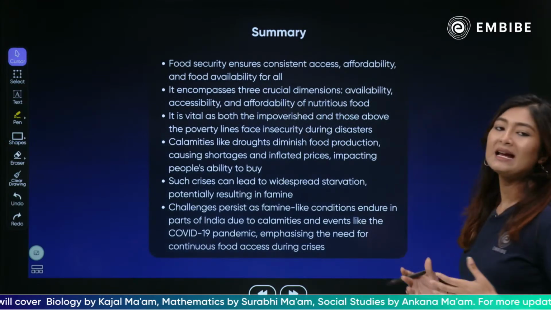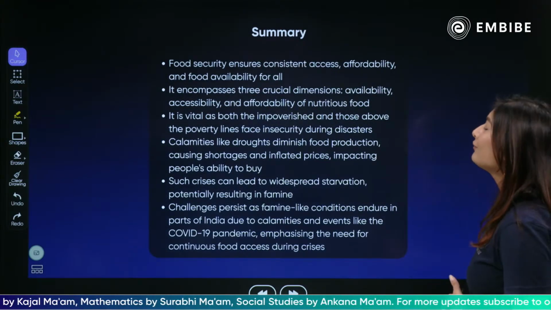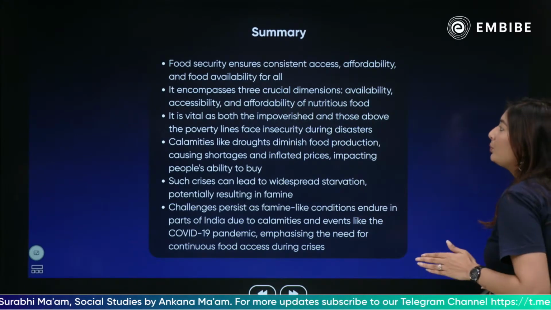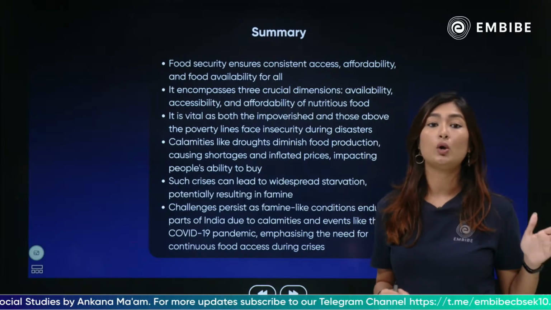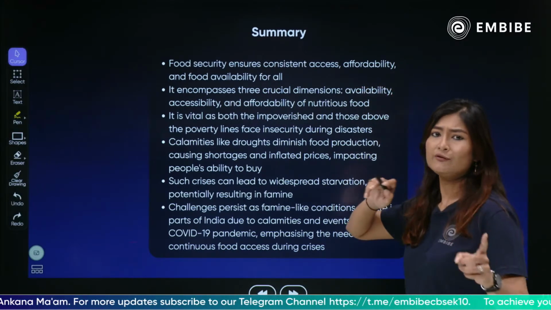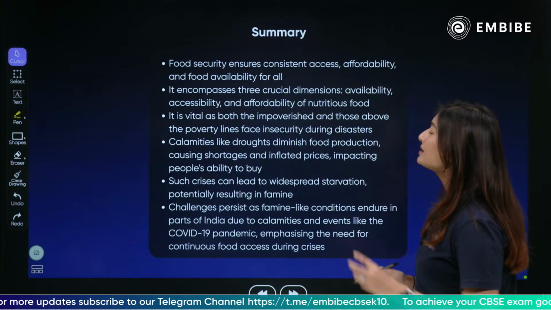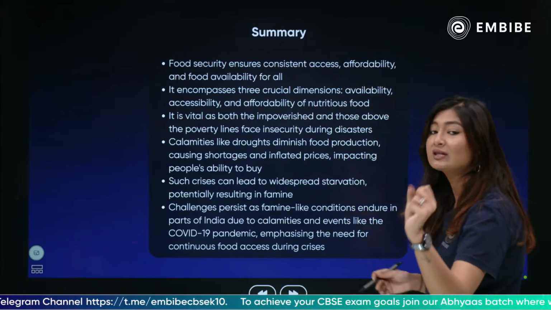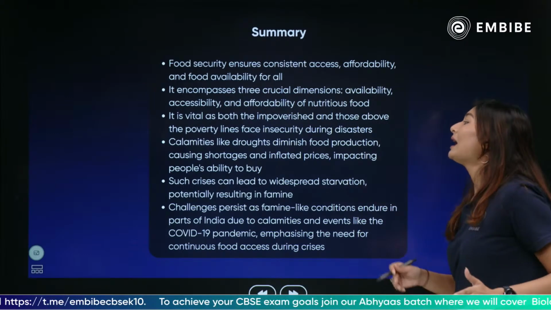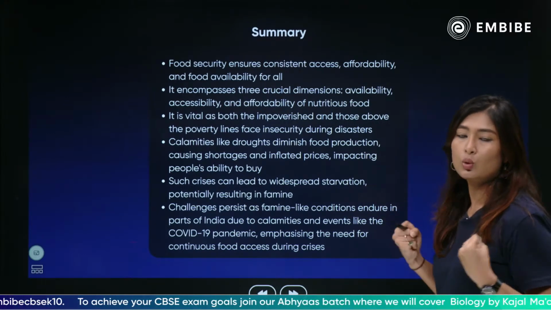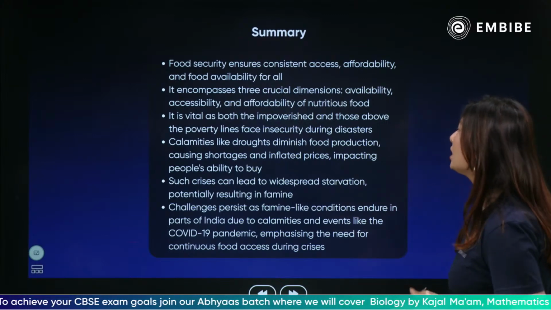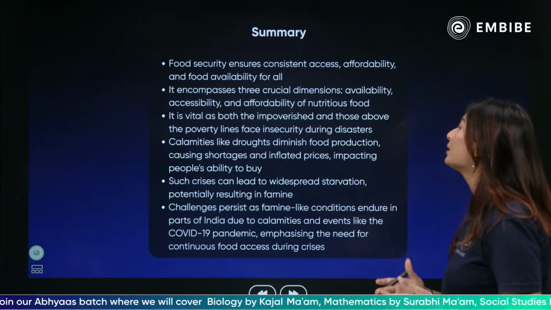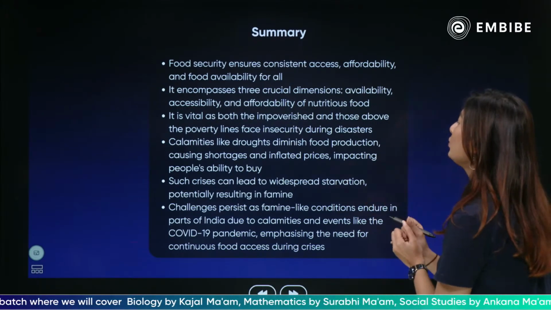Chalo. So summarize kar lete hain. Let's quickly summarize what we have just done. Food security is basically ensuring consistent access, affordability and availability of food for all, economic and physical availability, right? It encompasses three crucial dimensions: availability, accessibility and affordability of nutritious, safe, secure food. It is vital as both the impoverished, who do not have the provision, and those above the poverty lines face insecurity during disasters like pandemics, calamities like droughts that diminish food production, right?